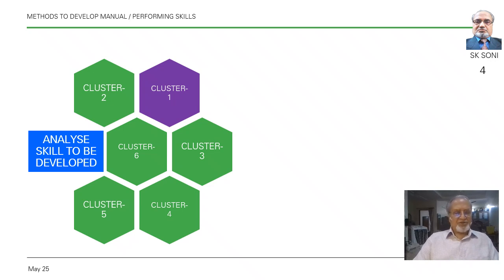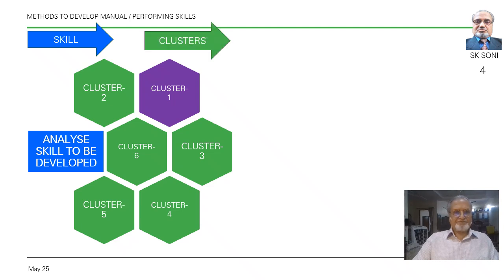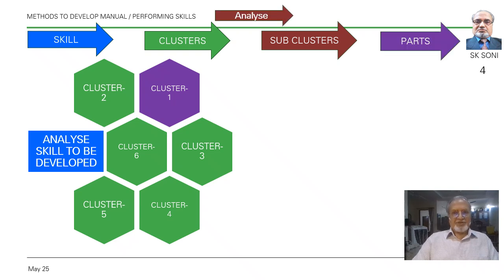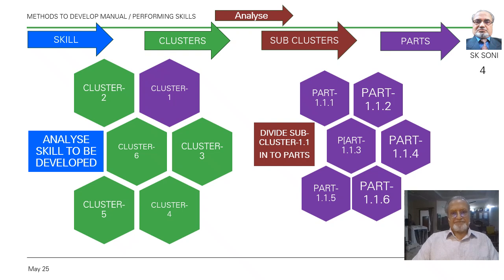Any performing skill has to be analyzed, and the skill has to be broken down into clusters. Clusters means the clusters of parts of the skills. So the skill is divided into clusters, for example, cluster 1, 2, 3, 4, 5, 6. Then these clusters are divided into subclusters and then subclusters into parts. So for instance, cluster number 1 has been divided into parts 1.1.1 to 1.1.6.